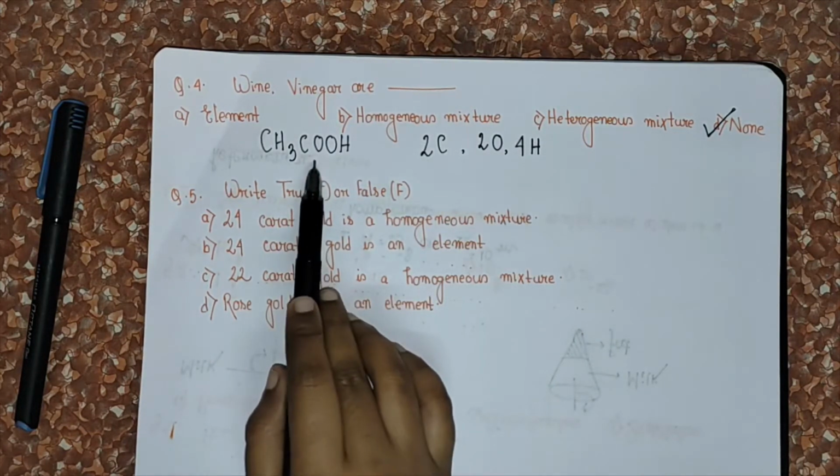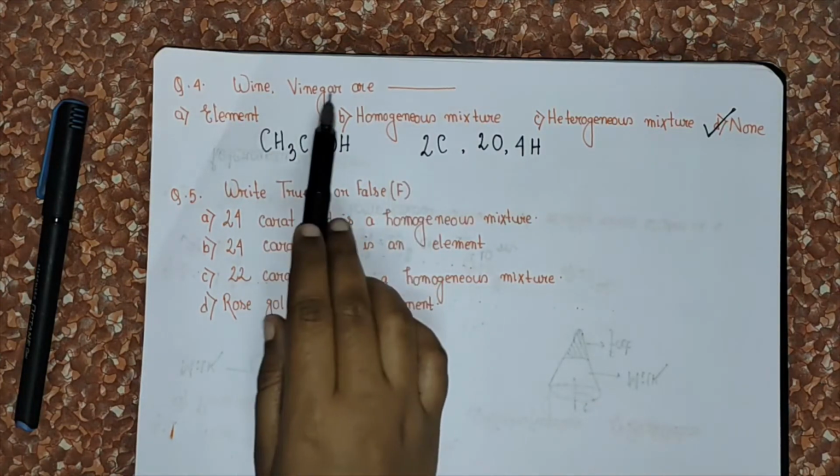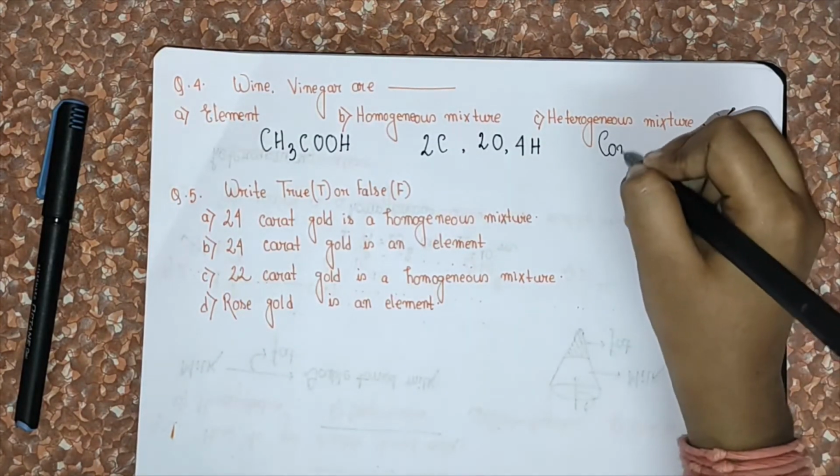So for any compound, the ratio or proportion of the elements is fixed and they will react chemically. They will combine chemically. Understand? That is why vinegar and wine are compounds. These are neither elements nor mixtures.